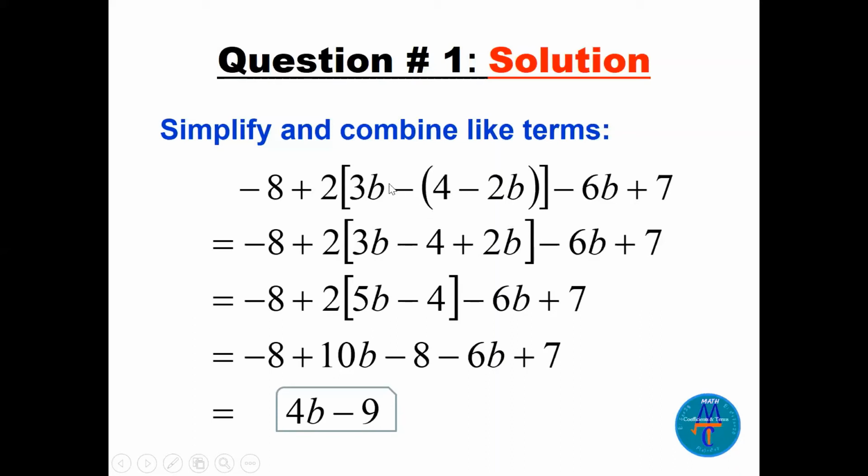So as I mentioned before, minus 4 minus 2b plus 2b. See, in the big bracket, there is 3b, 2b. I can add. So it is 5b minus 4. Now multiply by 2, 10b minus 8. Now I can see, I can take all the b's together. 10b minus 6b is 4b. Minus 8 plus 7 is minus 1. So the answer here, 4b minus 1.